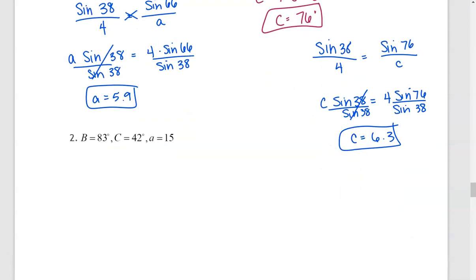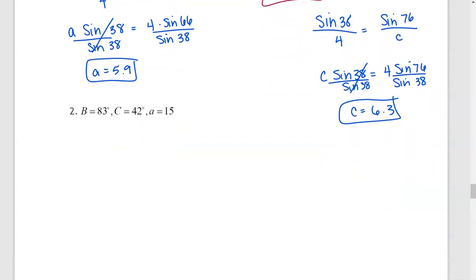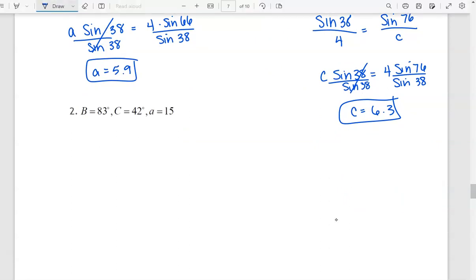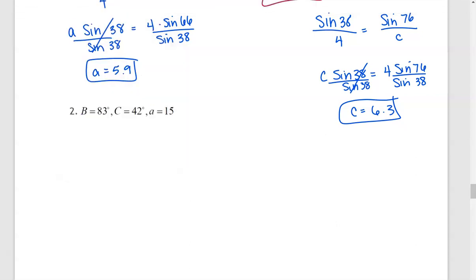All right, so if you want to try number 2, you can. Otherwise, you can continue to follow along and we will work on that one together. So it looks like we need to figure out what angle A is, because we have little a, and we can easily do that by taking 180 degrees minus 83 and 42. So that means that angle A would have to be 55 degrees.